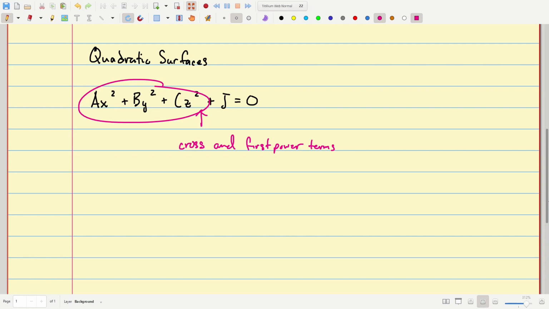But do know that those cross terms exist. Basically, what they do is they represent rotations. But we're going to leave those out to keep things simple. Yes, we can call it D if it's less confusing. It's J if you leave all of the other coefficients in, because that's just where you end up in the alphabet.